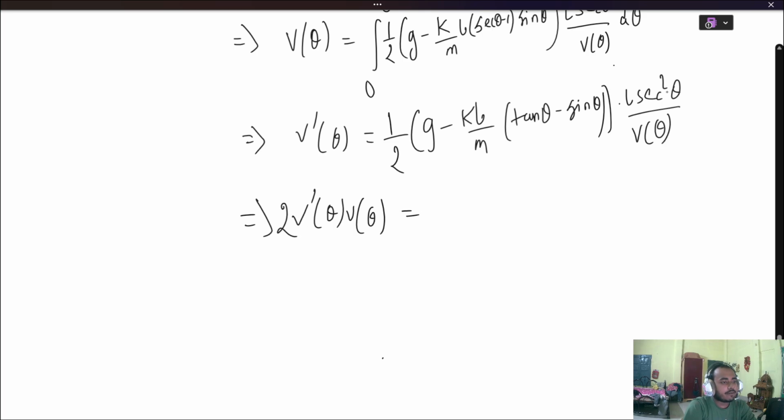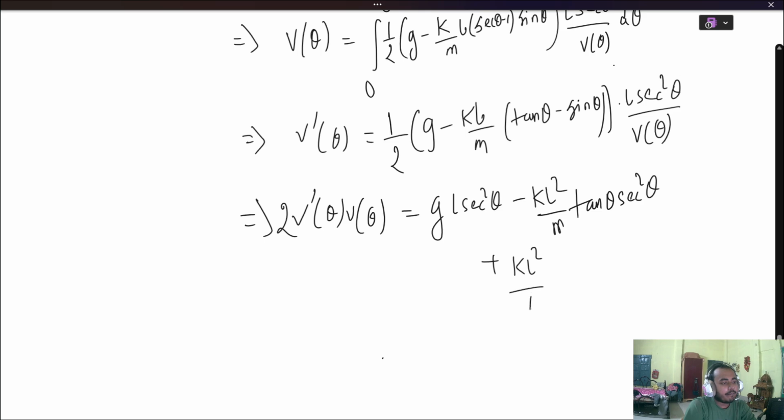And now we have, let's multiply this out. So the first term basically is gl sec squared theta. The next term is k l squared by m tan theta sec squared theta, and the last term should be k l squared by m.